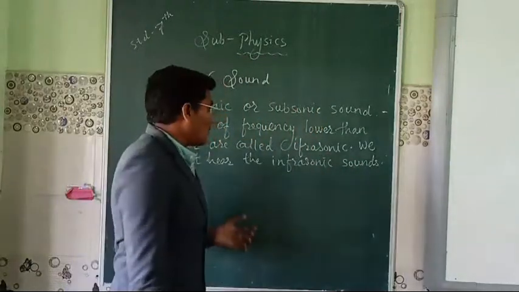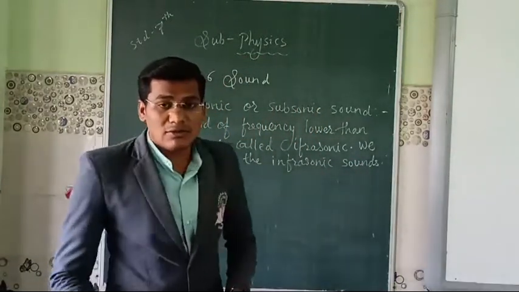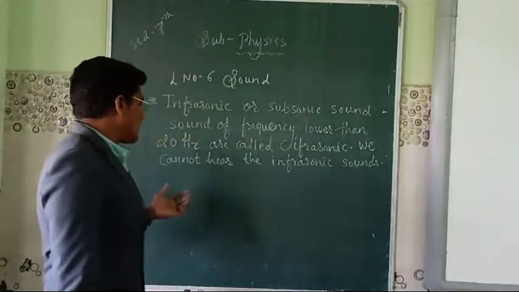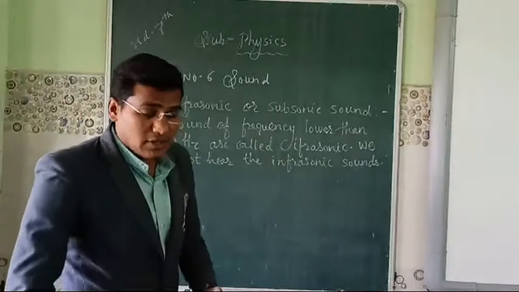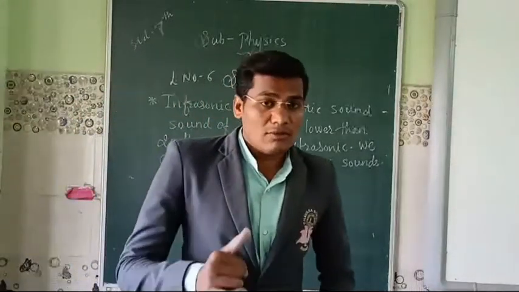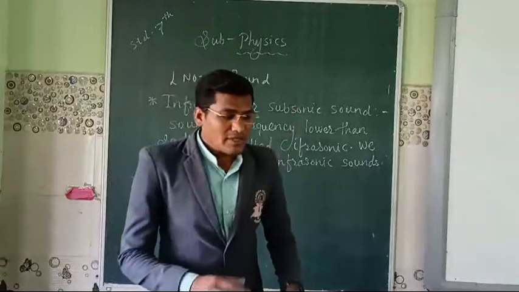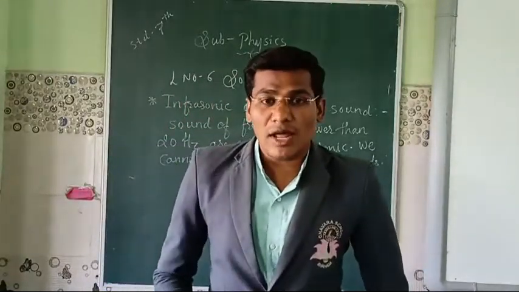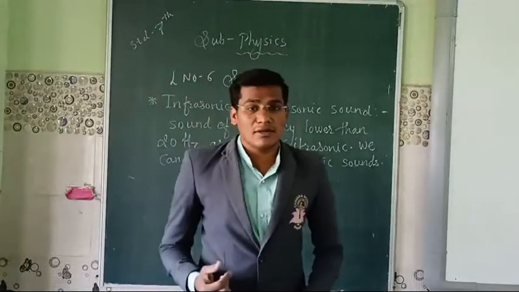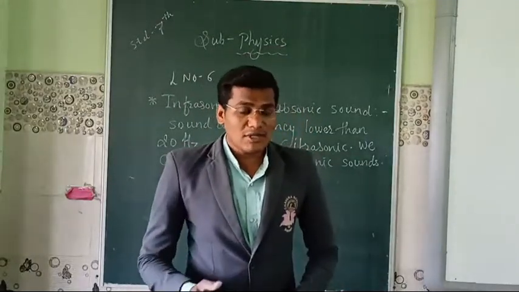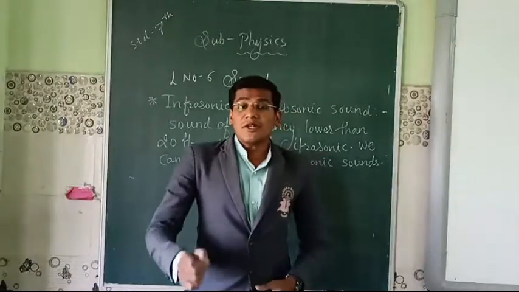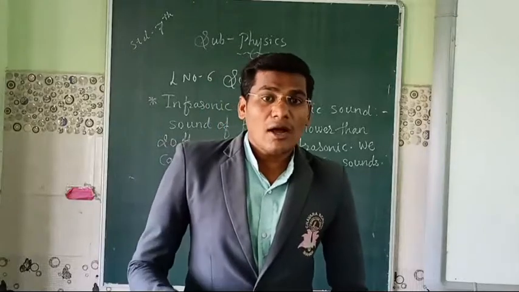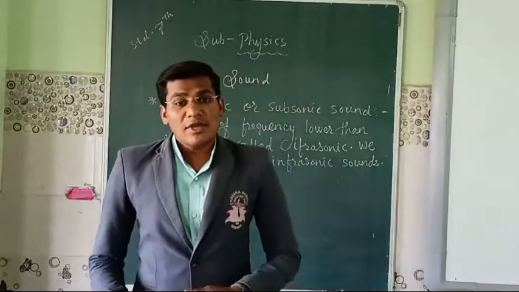And infrasonic sounds, which are also called subsonic sounds, have a frequency less than 20 Hz, and that is why we cannot hear infrasonic sound. From all this, we conclude that ultrasonic and infrasonic sound we cannot hear, while the audible range of sound we can hear. And the speed of audible, inaudible, infrasonic or ultrasonic sound is the same in a given medium.